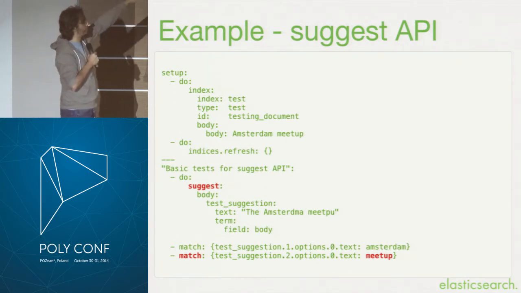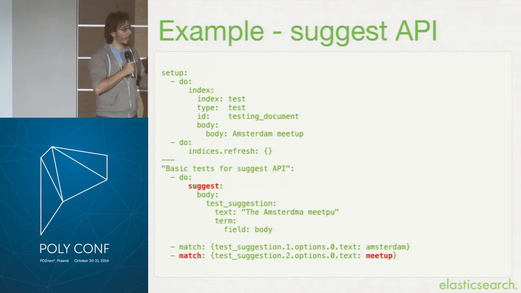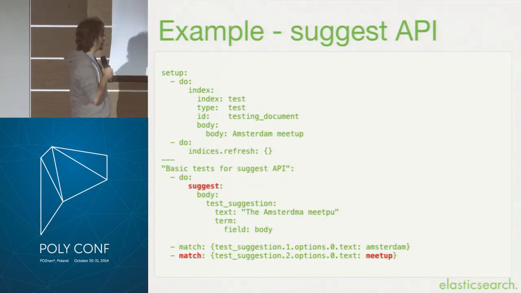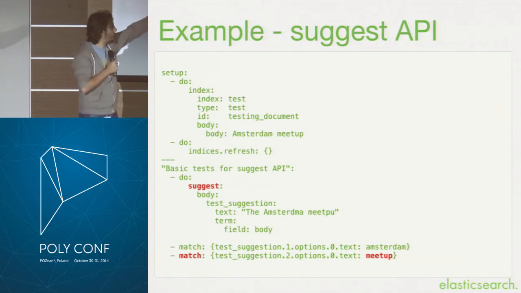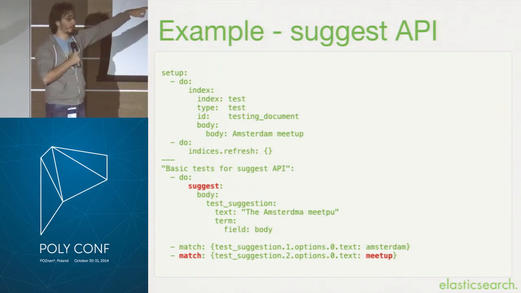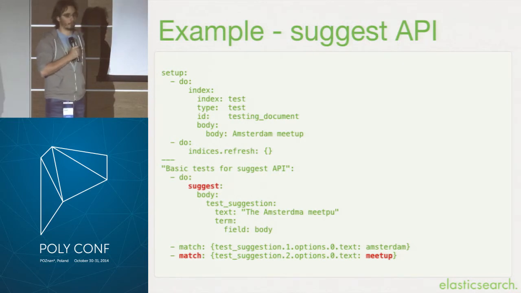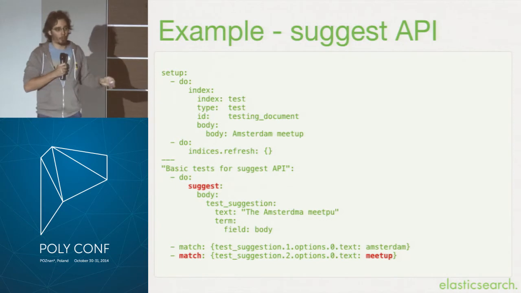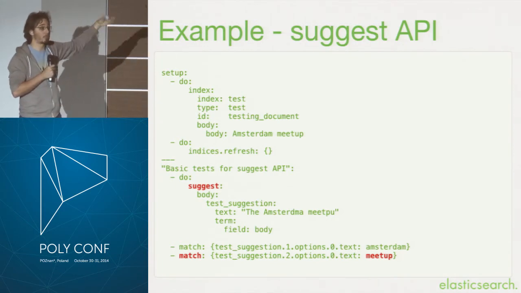The test has a do statement, so do something, call an API. We have the name of the API, suggest, and the parameters. And then we have some asserts. In our case, we are just doing matches, so we are doing essentially assert equals. And then each of the clients has code to parse this and run this.